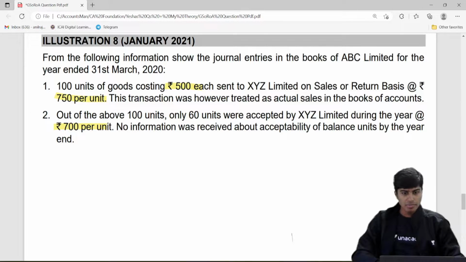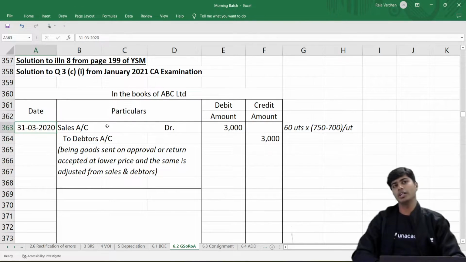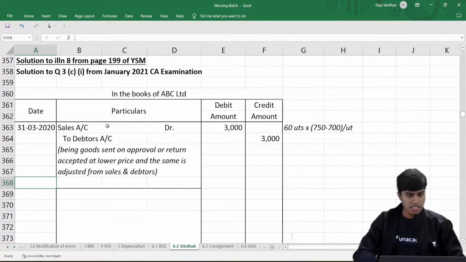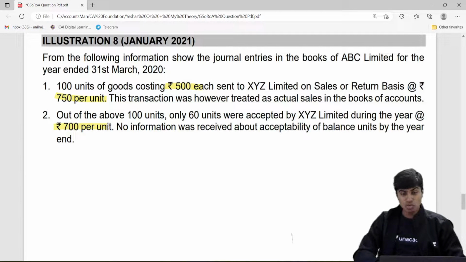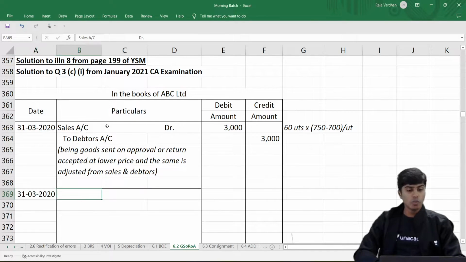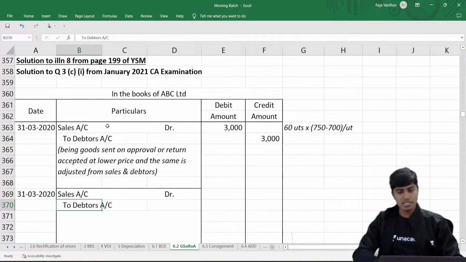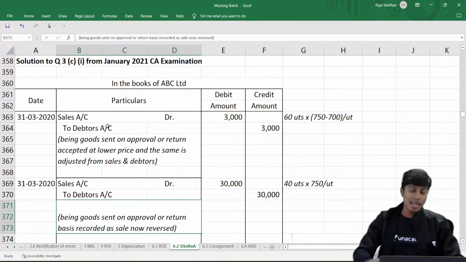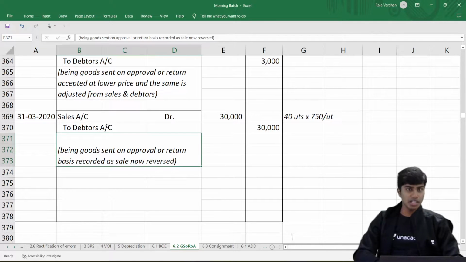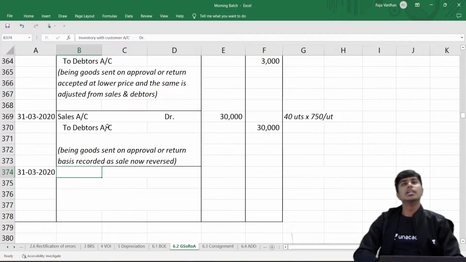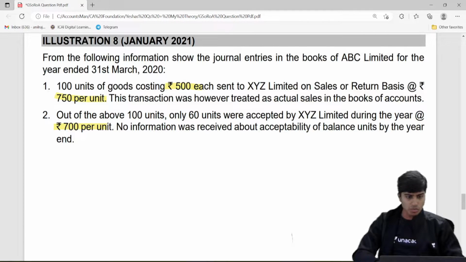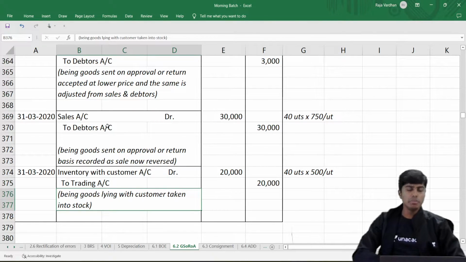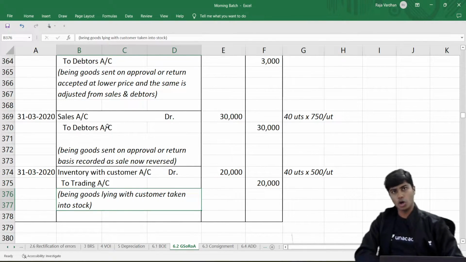We will reverse it. This is on 31st of March 2020, for the decrease in the price that was sent. Okay, we've adjusted this. Then what is happening? For the balance 40 units, it has been neither accepted nor returned. So we'll first reverse the sales entry at the previous sale price, that is 40 units into 750, which is 30,000, and later include such inventory at cost into our books, which is stock with customer to trading account, which is 40 units into 500 each, the cost price, which is 20,000, being stock lying with customer taken into stock at cost.